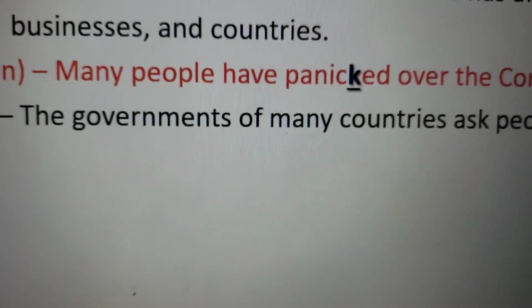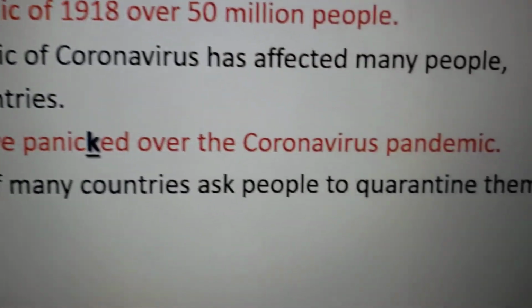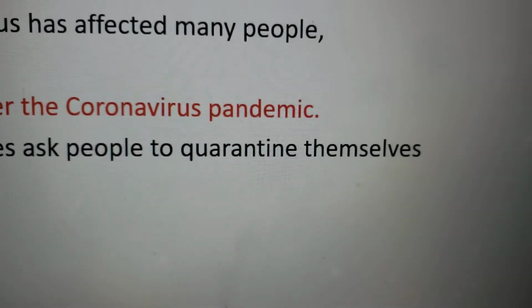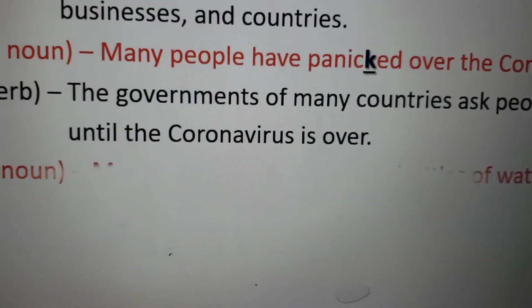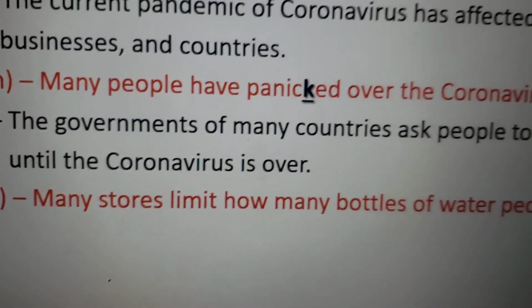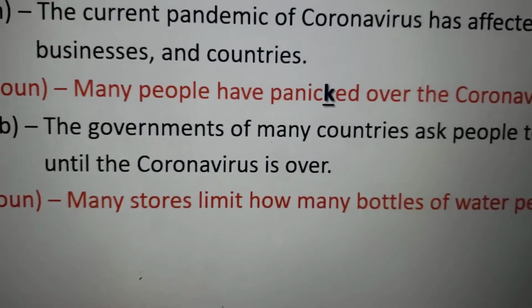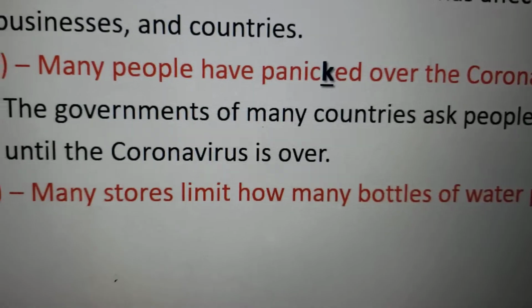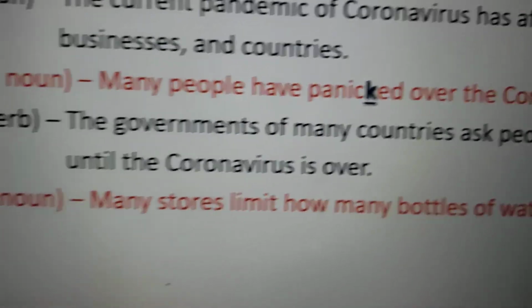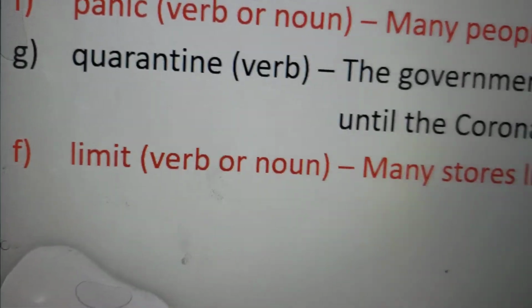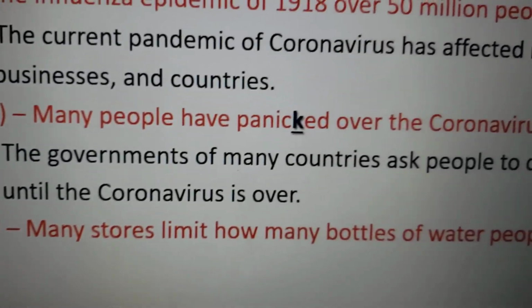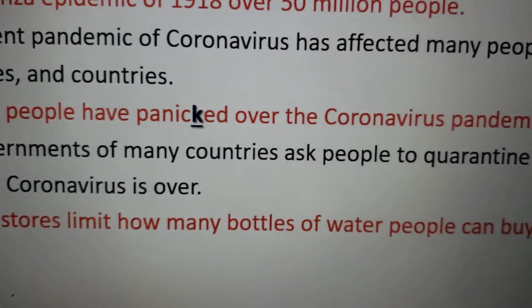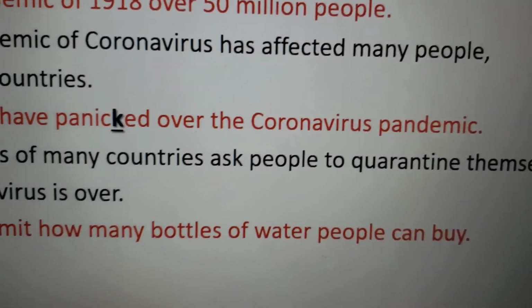Quarantine: the government of many countries asks people to quarantine themselves until the coronavirus is over. Limit: many stores limit how many bottles of water people can buy. Limit.